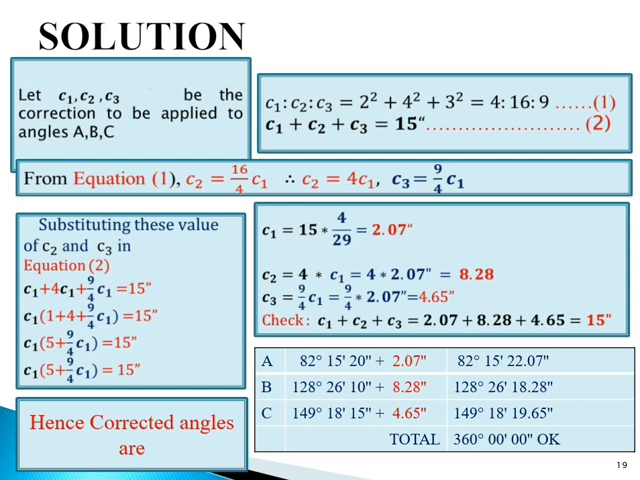And for angle C, 149 degree 18 minute 15 second plus 4.65 seconds. So our final angle C will be 149 degree 18 minute 19.65 seconds. So if we do summation of all these three angles, the total will be 360 degrees 0 minute 0 seconds. So it is okay.